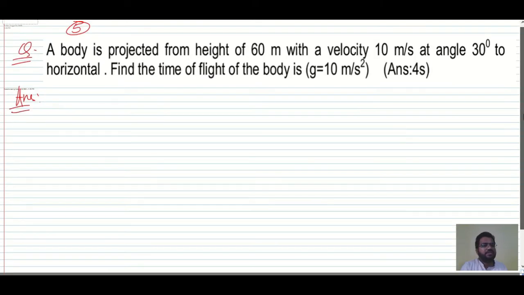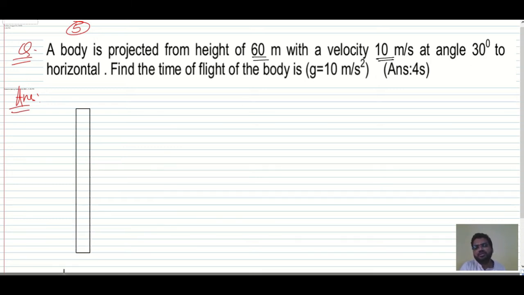Now the next problem, this is the fifth question. As you can see, a body is projected from a height 60 meter with a velocity 10 meter per second at angle 30 degree to the horizontal. So one body is given, which is thrown from a height of 60 meter with a velocity of 10 meter per second at an angle of 30 degree, isn't it?